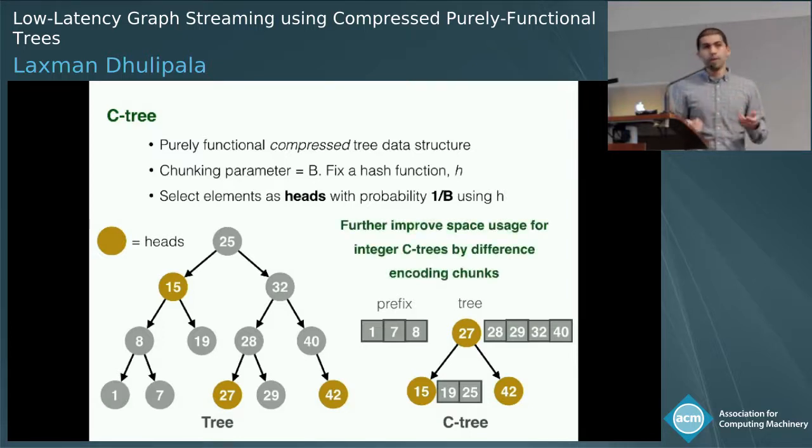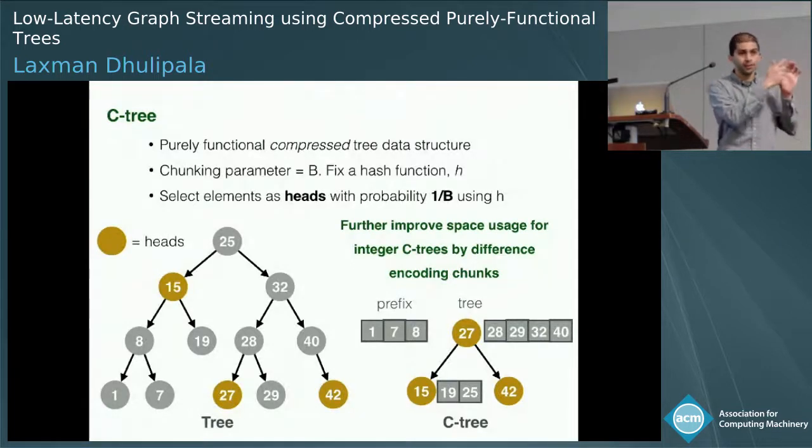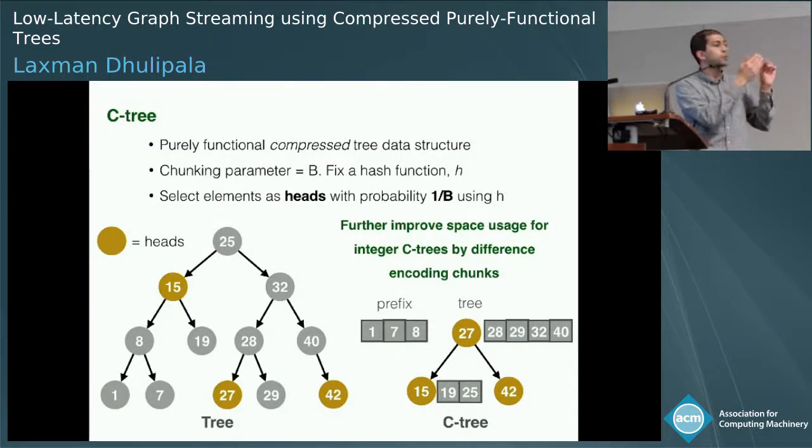In addition, we can further improve the space usage of this approach, in the case of integer C-trees, by using difference encoding. Because we're storing sorted integers inside of each chunk, we can store the differences, which are going to be usually much smaller than the raw integers themselves, and reduce the space usage down to maybe a byte or 2 bytes per integer.